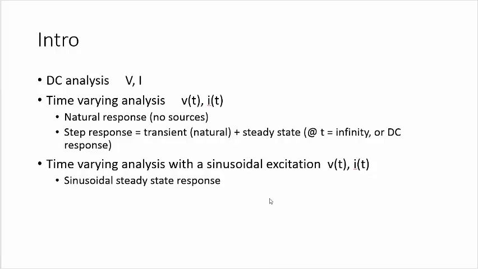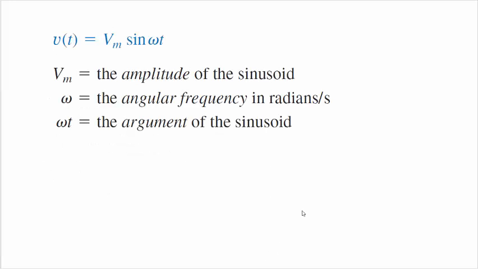Since it is a sinusoidal excitation, we will have a voltage or a current that varies as a function of time. So again, it's appropriate to have V of t and I of t. This type of signal, this is a voltage signal. This is a sinusoidal voltage signal definition. And so voltage as a function of time is Vm sine omega t. So let's define these terms.